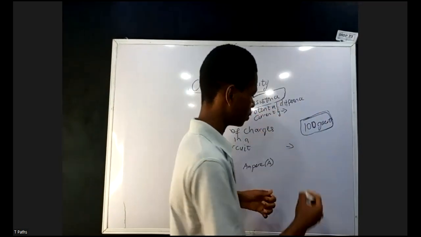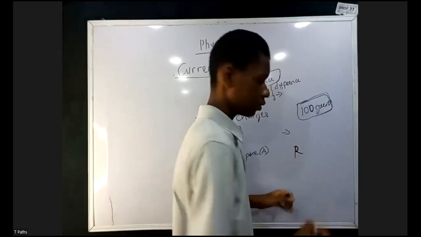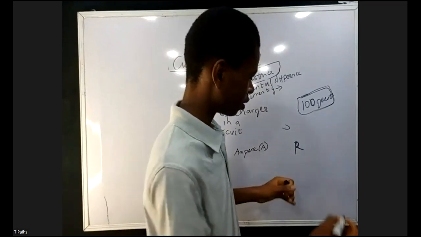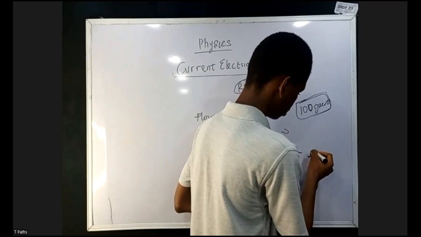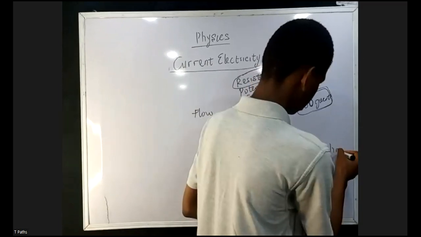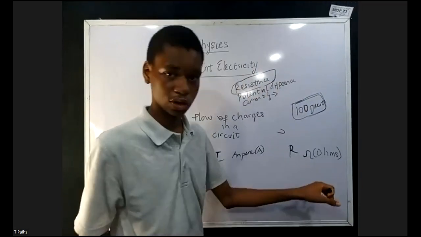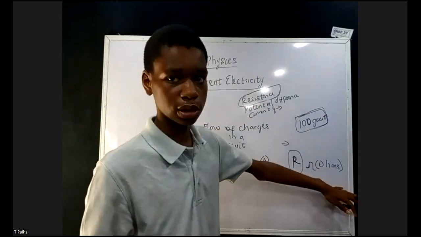Now resistance is represented with uppercase R, and it is measured in ohms. Its unit is ohms, spelled like this. So the unit of resistance is ohms. It is represented with uppercase R, and its unit is ohms.